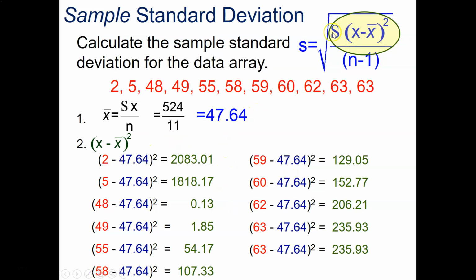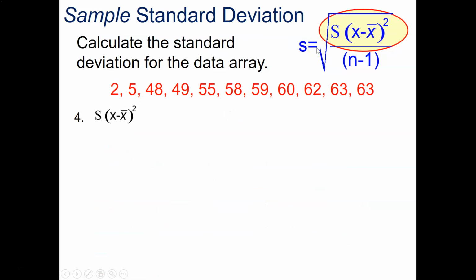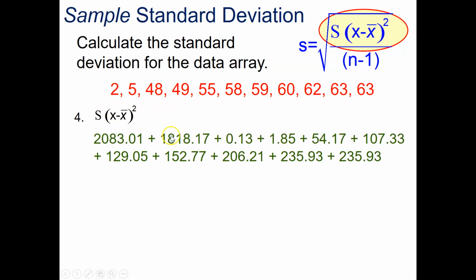The next thing is to add all those together. So they're using S. I would use the epsilon here, which is saying add all those things together. So all the values that you just got from the last step, we're going to add all those together. And that gives us this number of 5,024.55. The next thing we do, so that's the numerator of this fraction. That's what we just found.